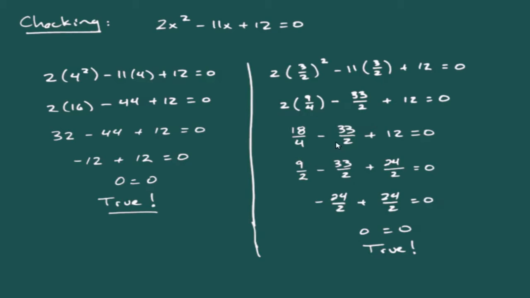18/4 simplifies to 9/2, so now we've got 9/2 minus 33/2 plus, if we convert the 12 to 24 over 2, then we've got 9 minus 33, which gives us negative 24 over 2, plus 24 over 2 gives us 0. And sure enough, we have 0 is equal to 0, a true statement. So we found our two separate solutions to this equation.